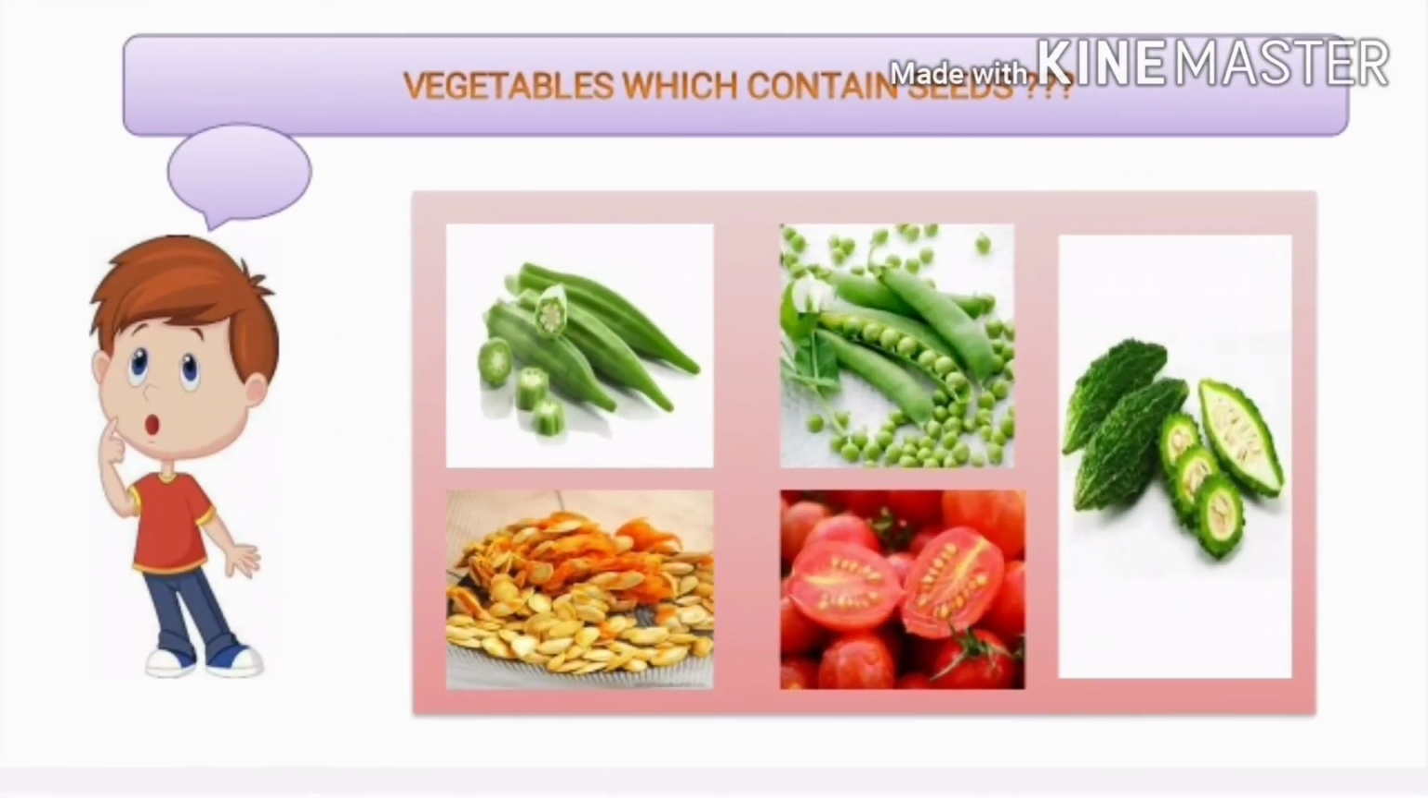The vegetables which contain seeds. So as you can see in the picture, the first one is ladyfinger seeds, the second one is pea seeds, the third one is the seeds of bitter gourd, the fourth one is pumpkin seeds, and the fifth one is tomato seeds. And there are many more vegetables which contain seeds.